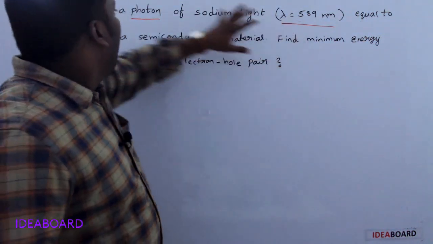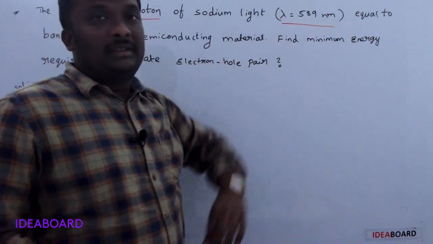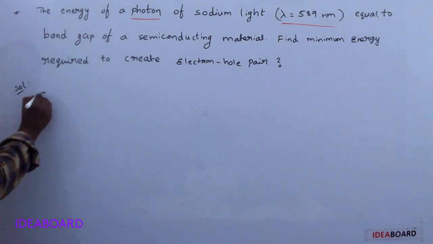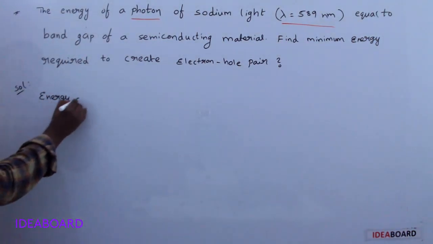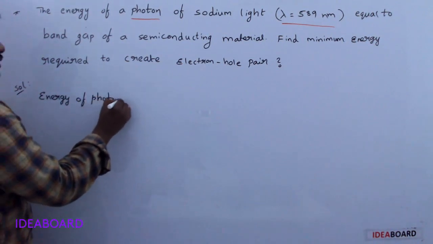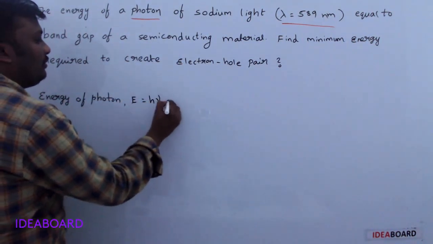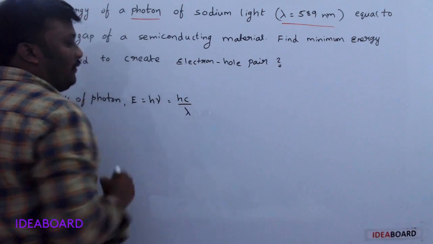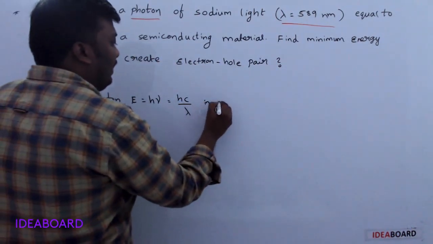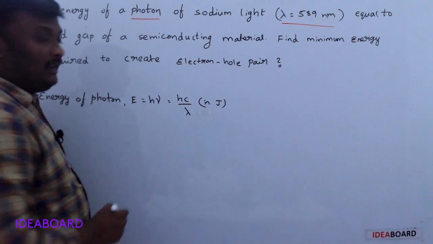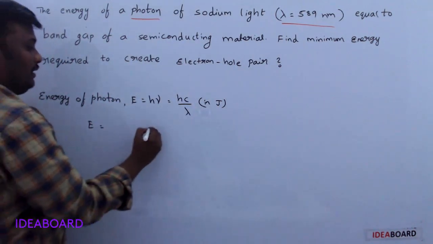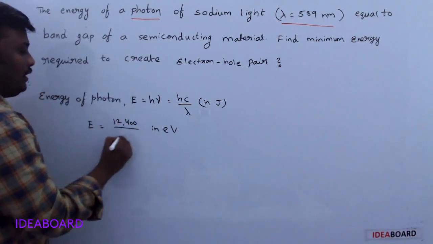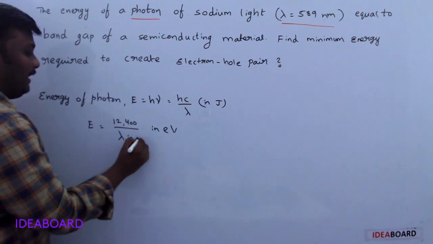Okay, so they have given a photon with a certain wavelength. What is the formula for the energy of the photon? Energy of photon E is equal to h nu. Nu is the frequency, but since the wavelength is given, we can use the formula hc by lambda. Then we get the energy in joules. If you want the energy in electron volts, we may use the formula 12,400 by lambda, where lambda must be in angstrom units.